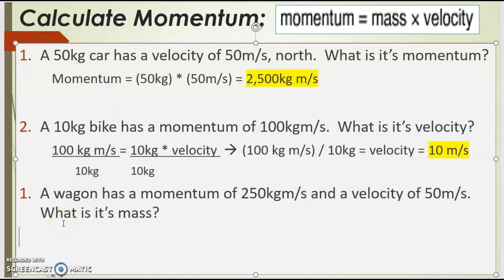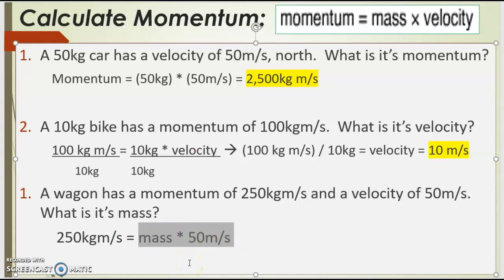So down here, a wagon has a momentum of 250 kilogram meters per second. So we're going to plug that in first, 250 kilogram meters per second. And it has a velocity of 50 meters per second. It's asking us for the mass, times 50 meters per second. Once again, we have exactly the same kind of problem we had up here. We had to get velocity by itself, but this time we have to get mass by itself.